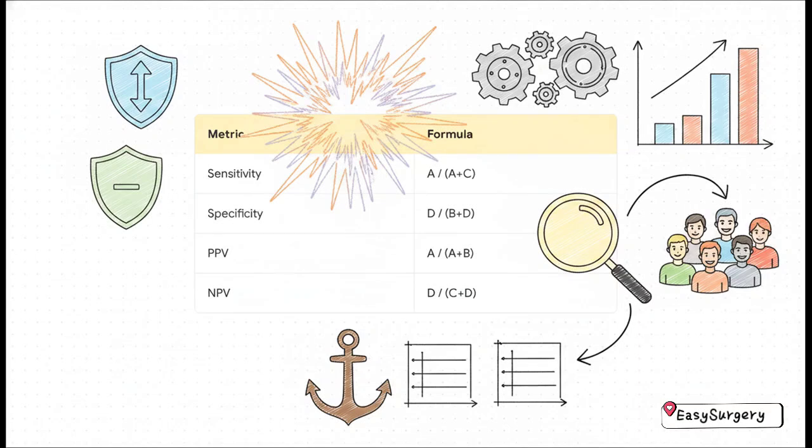Now, here is a massive takeaway you must remember for the exam. Predictive values, like PPV and NPV, change significantly depending on the prevalence of the disease in your population. But sensitivity and specificity, they do not. They remain constant, completely regardless of prevalence.